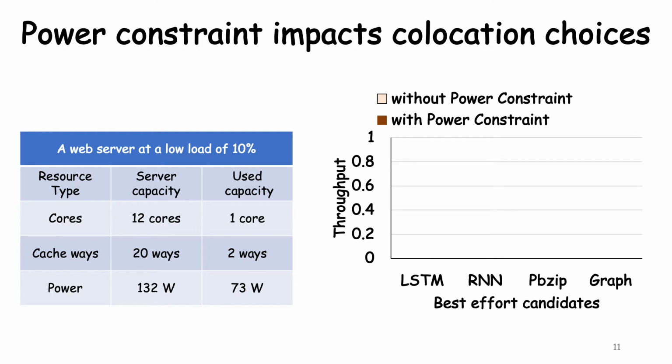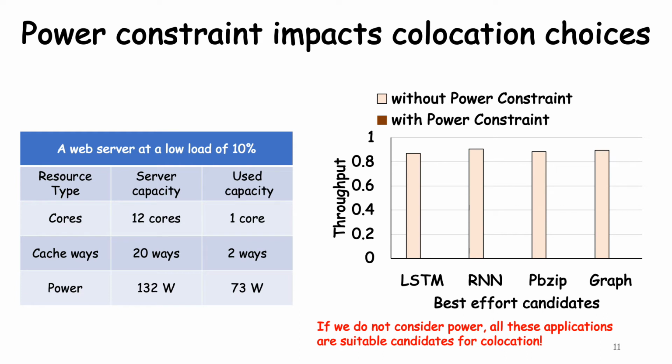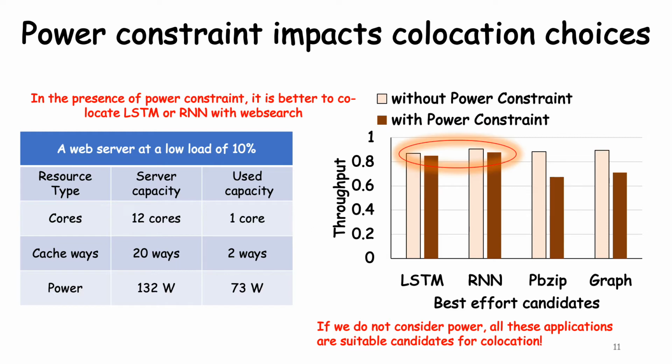Say we have the option of co-locating any of the following best effort applications such as LSTM training, RNN training, compression, and graph analysis. The graph here shows the application on the x-axis and its throughput normalized to running in isolation on the y-axis. If we only consider spare server resources, we can place any of these applications as their performance benefits are identical. But if we include power as a constraint, where we cannot fully exercise the spare server resources even though they are available, we can see that only LSTM and RNN are better candidates.